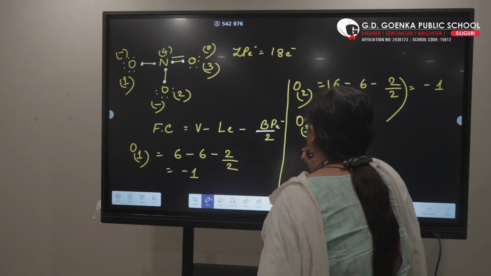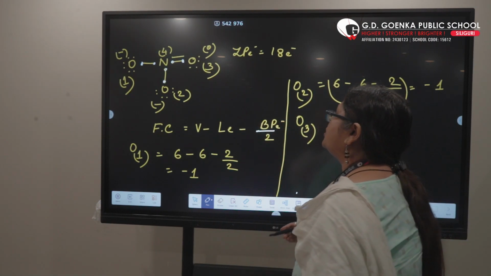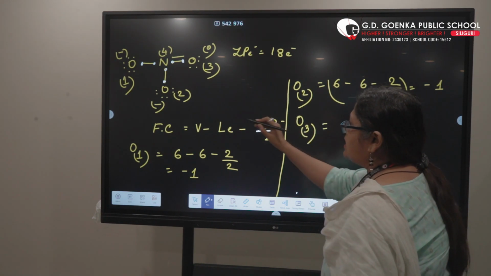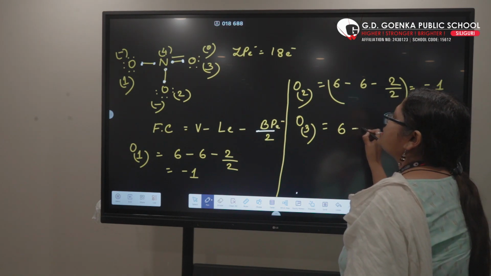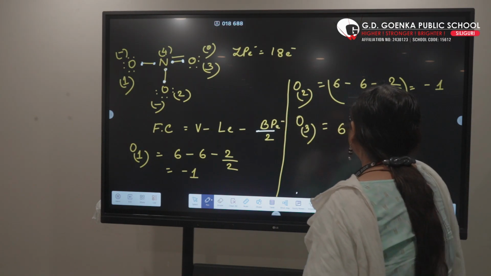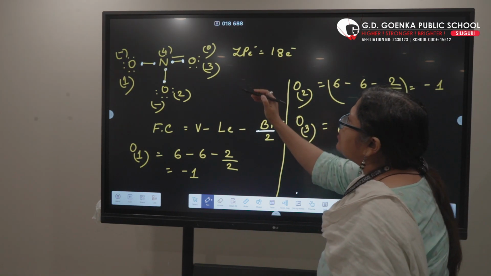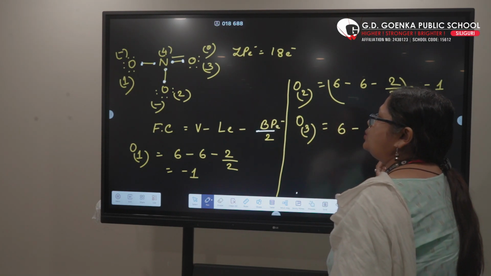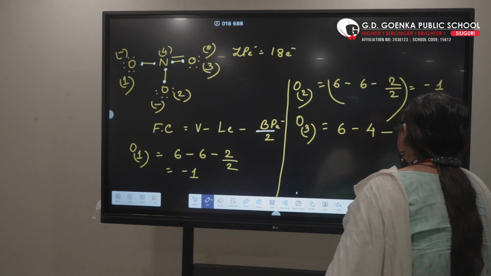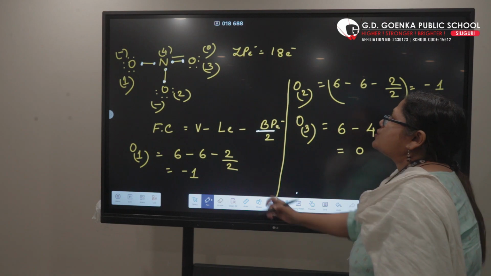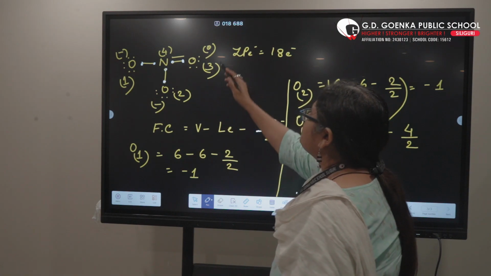Finally we come to oxygen 3, the third oxygen. The oxygen on the right is connected to nitrogen by a double bond, we could see. So let us apply the concept of formal charge. Valence shell electrons 6 minus lone pair of electrons. How many lone pair of electrons? Lone pairs are 2, that means 4 electrons, and bond pairs, 2 means a pair of double bond. So we have got 4 by 2, that is equal to 0. So now we can say when oxygen is connected to the central atom by a double bond, its charge is 0.